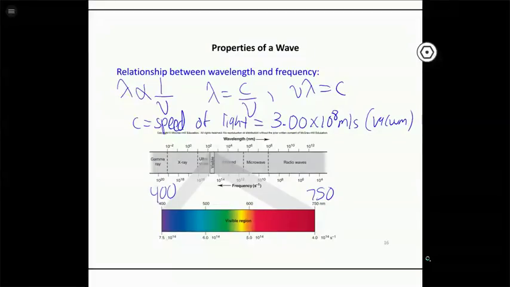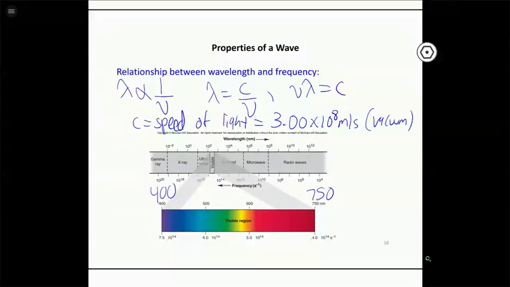That's being generous. Most people can't see much beyond 700, but 750 is one arbitrary cutoff for the visible spectrum. And this is your typical ROYGBIV spectrum that you all learned about back in 5th grade. So red, orange, yellow, green, blue, violet, and so on. That's the order they come in. Increasing wavelength is blue to red, increasing frequency, red to blue.